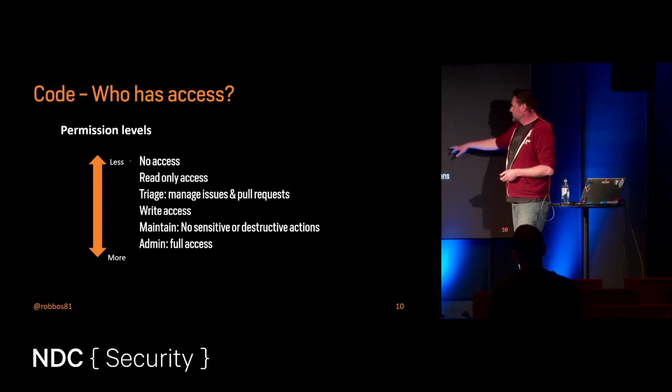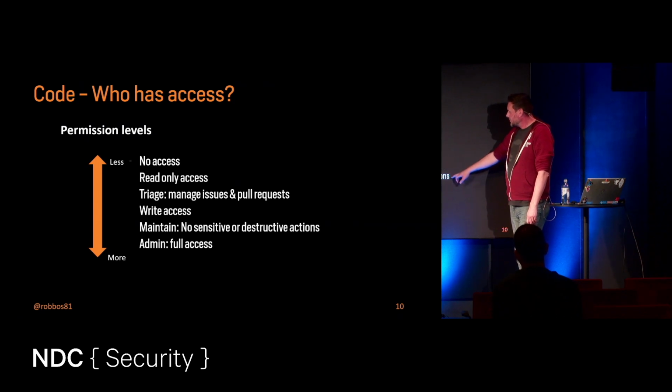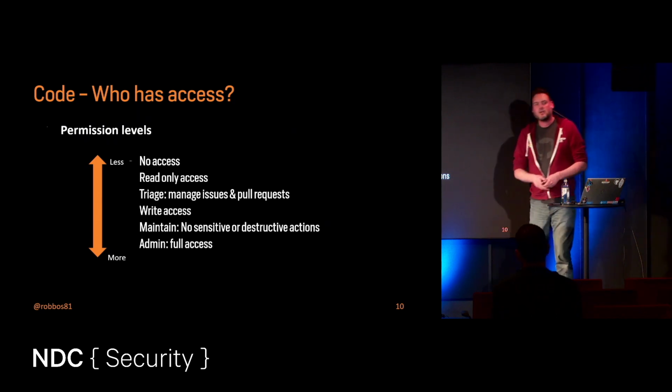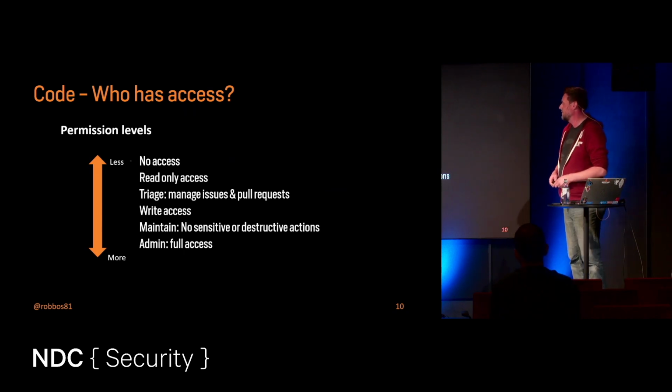On top of there, we've got triage levels where you can actually manage some issues and do some triaging, but you don't have write access yet. And maintain is interesting because that's between full access as an admin and write access, but they don't have access to sensitive data, for example security alerts coming from one of the security tools inside of GitHub. And they cannot do things like deleting releases from a repository or renaming the entire repository itself, for example.